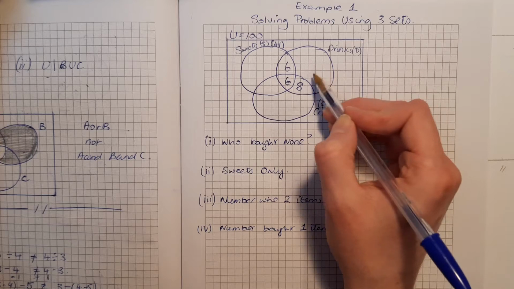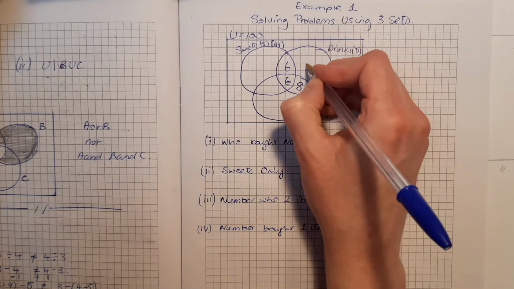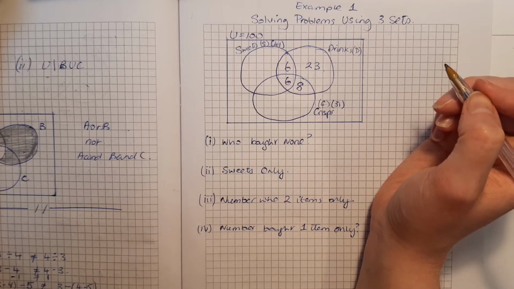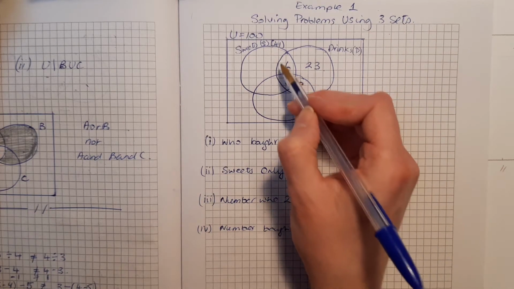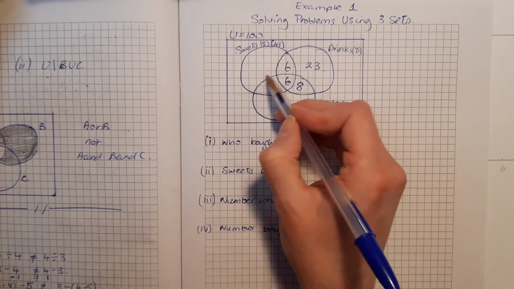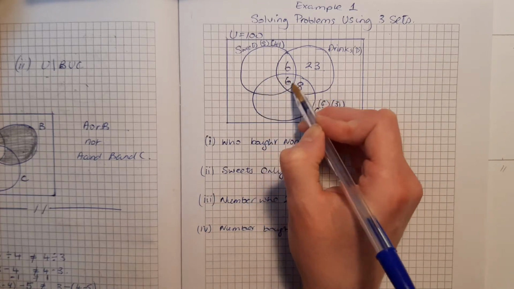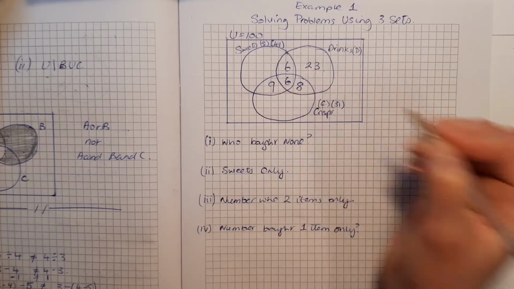We're told that 23 students bought a soft drink only. So soft drink only is in this region. So 23 people go inside there. Then you're told 15 students bought crisps and sweets. Sweets and crisps cross over here. So we need 15 in total. We have 6. 15 minus 6 is 9.